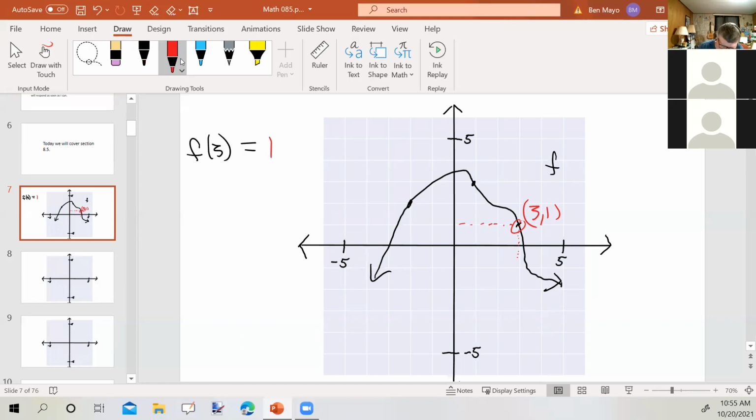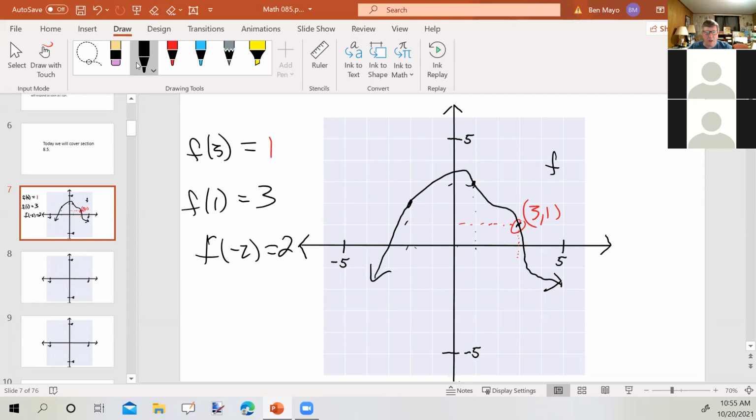Likewise, f of 1 equals 3. And f of -2 equals 2. All right, are we okay with how that works? Any questions there, clarification or anything? No, thank you. Okay, all right.